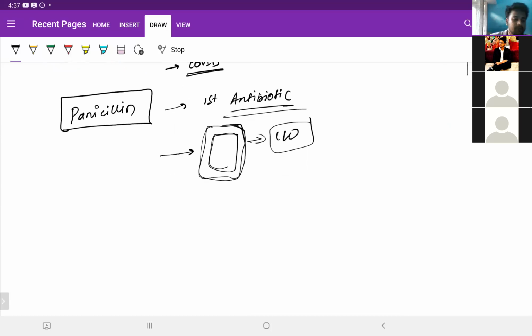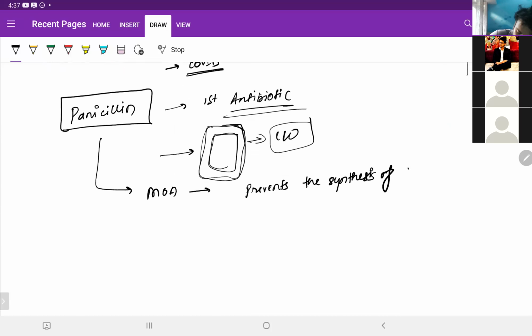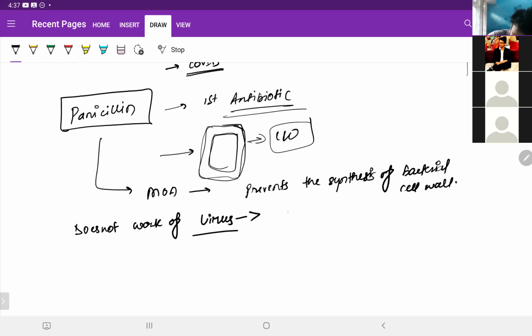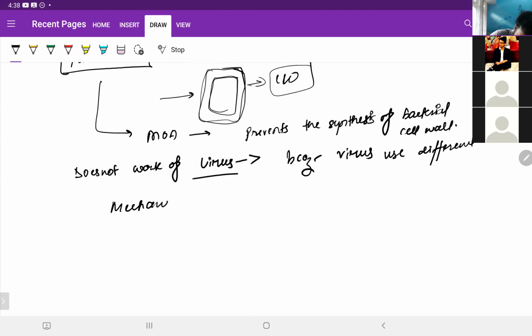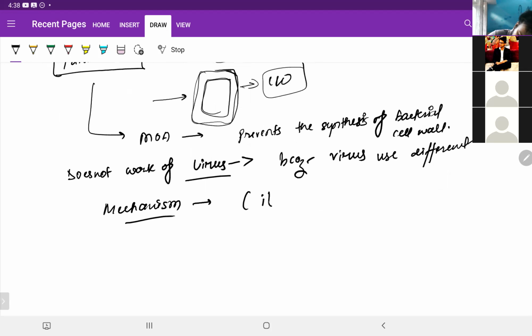I think, okay, before it ends, I'll finish it. So how does it work? Mechanism of action of penicillin: it prevents the synthesis of bacterial cell wall, right? That's how it works. And it does not work on virus. Why? Because viruses use a different mechanism, and that mechanism is that it uses intracellular host machinery.